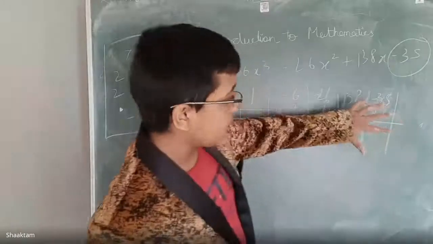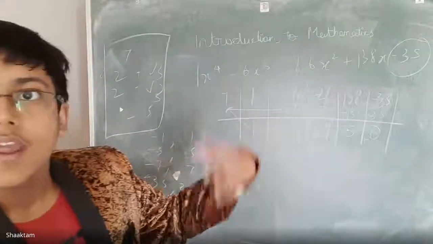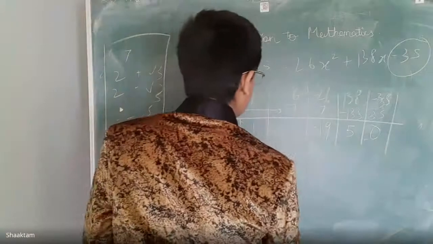So our aim is to get 0 in this last box. Understood. Now we have 1, 1, minus 19 and 5. Let me put them in another table. 1, 2, 3, 4, 5.